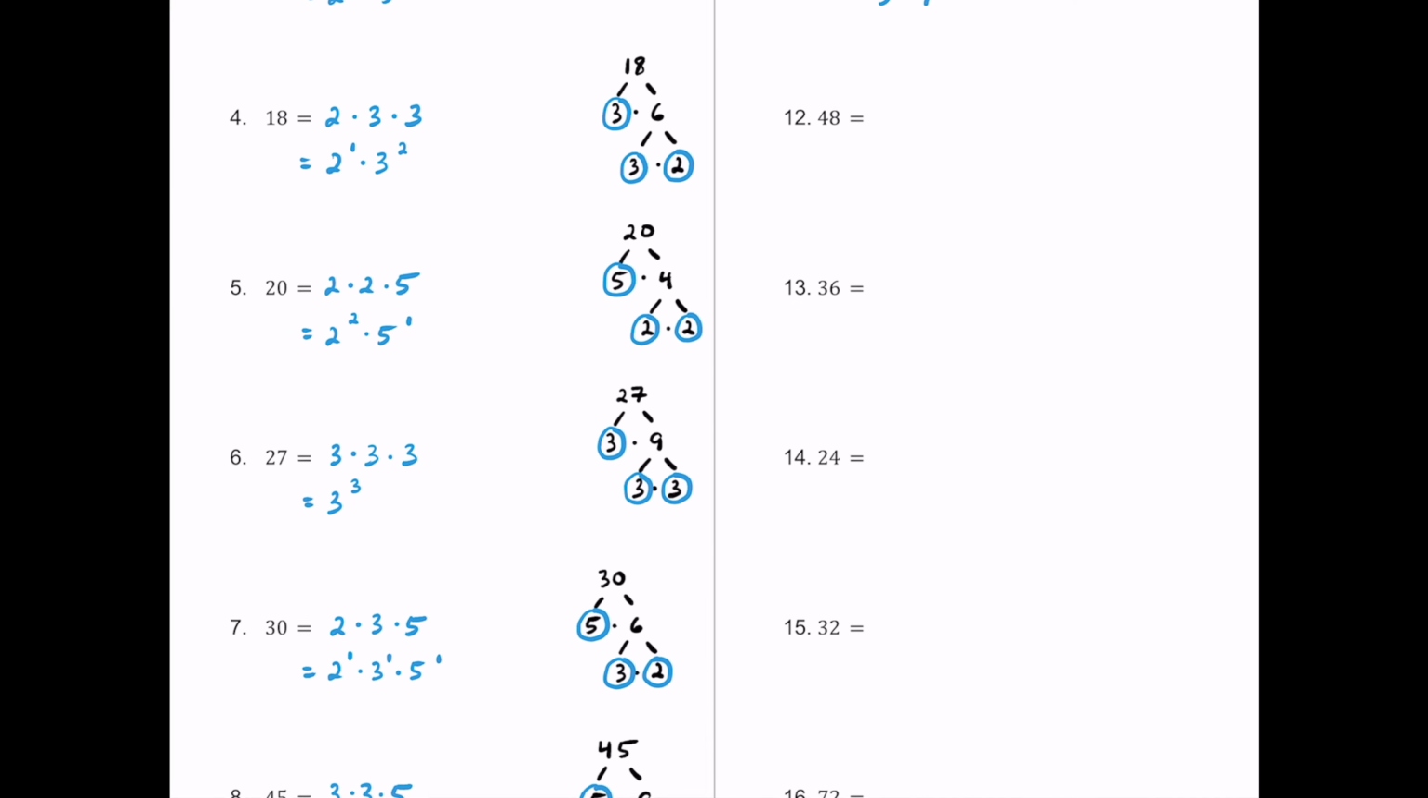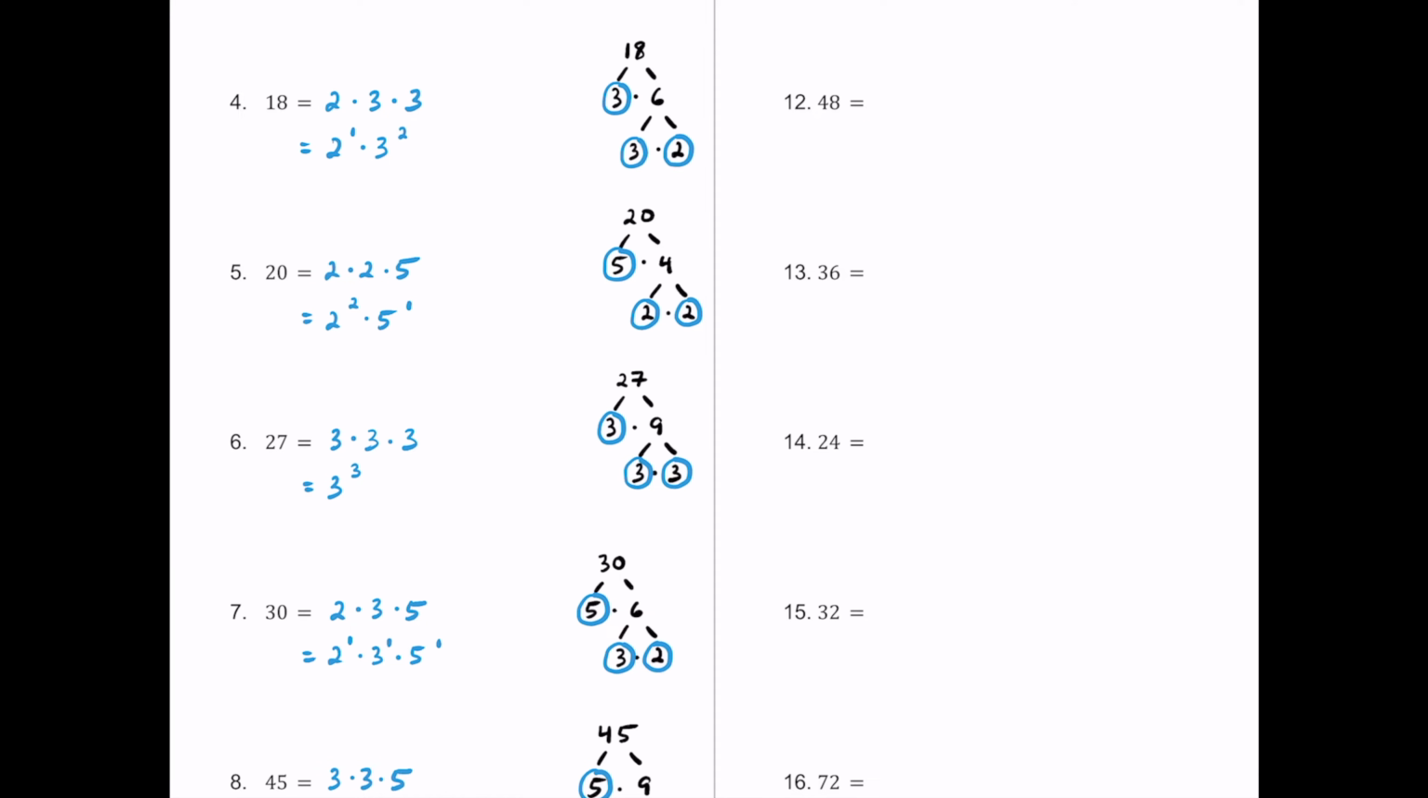For number 12, we have the number 48. Let's give that a try, 48. Let's see here, I'm going to go with 6 times 8 is 48. 6 breaks into 3 times 2. Those are both prime numbers. Now for this 8, 8 breaks into 2 times 4, and 2 is prime. And then we can break this 4 down into 2 times 2. And so we have 2 more prime numbers down at the bottom here.